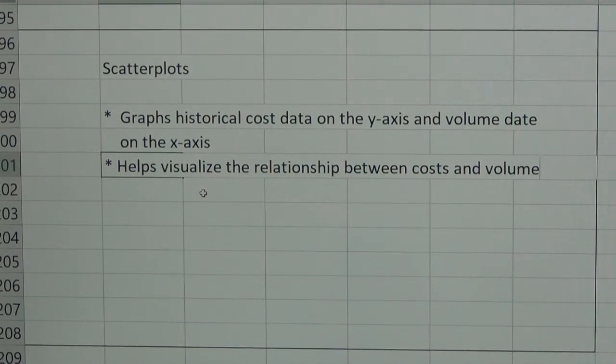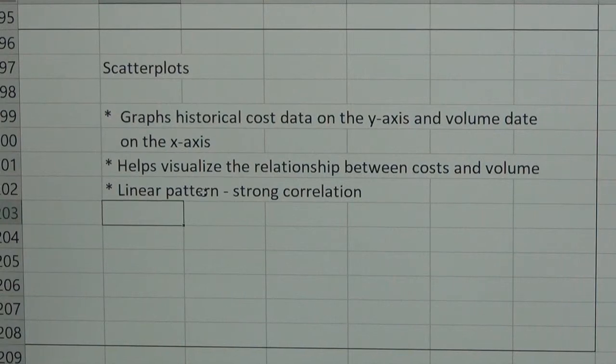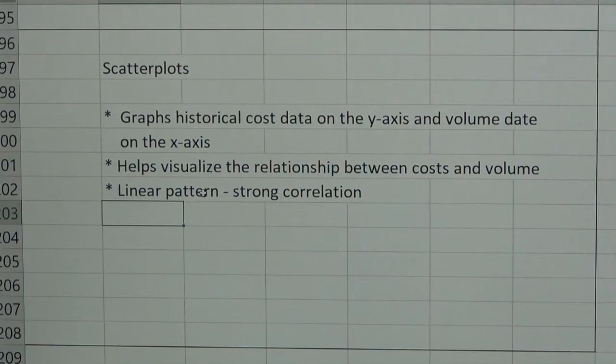Now you can see whether there appears to be any kind of a trend. We're just going to plot all of these costs based on certain volumes and see if there's any kind of a sense of it. If we see a linear pattern, then we can see a strong correlation between volume and cost. Even though the points are scattered around in different areas, we can make out whether there seems to be some kind of a pattern.